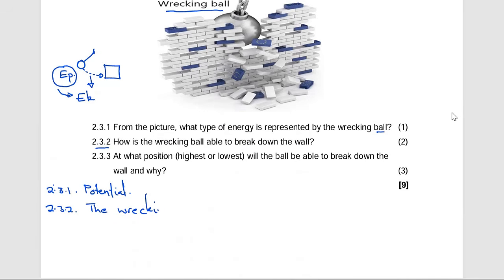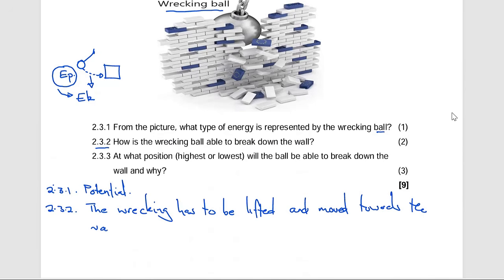The wrecking ball has to be lifted and moved towards the wall. So if you are to lift it like this away from the wall, right? So once you let it go from this position, it will swing towards the wall and then it will bump into the wall and then demolish what? This wall or break it down.